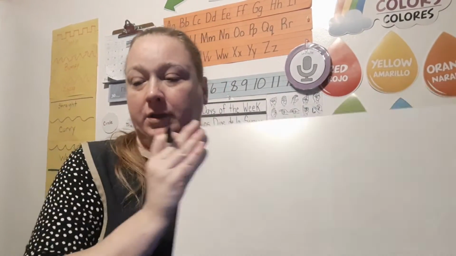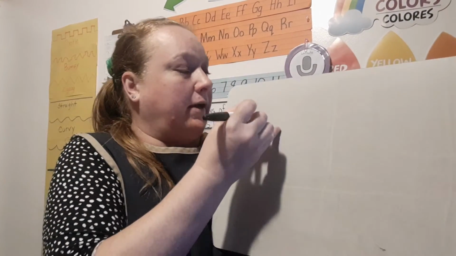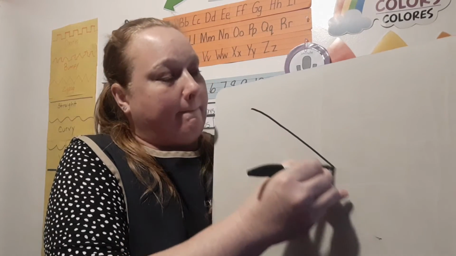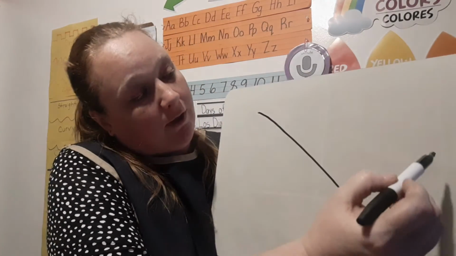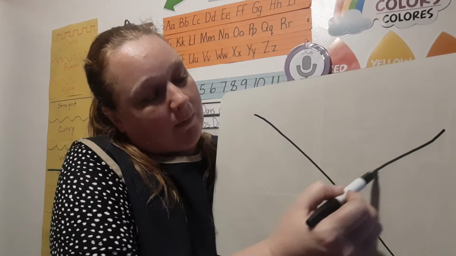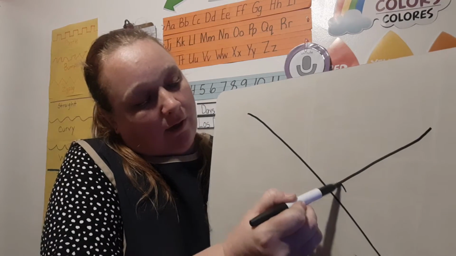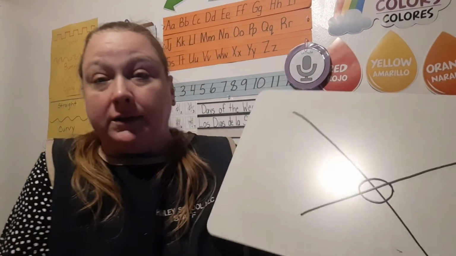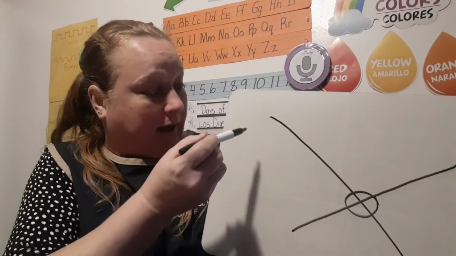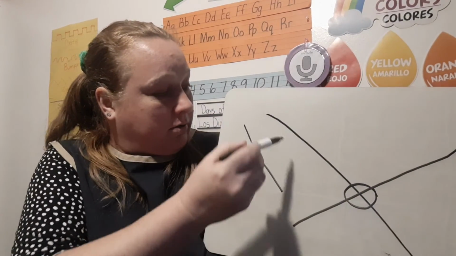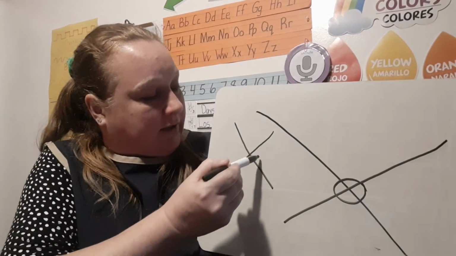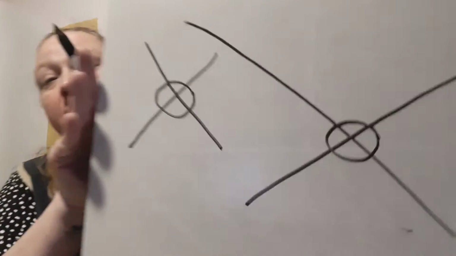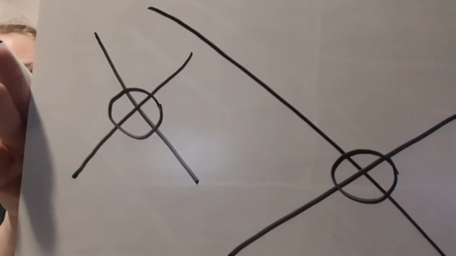All right, let's see if we could do that. Okay, we're going to come down on a diagonal. And then we're going to come across again. And here's our intersecting point. Very good. So if you just want to practice, you could do your letter X to make your intersecting, because this is also an intersecting line.